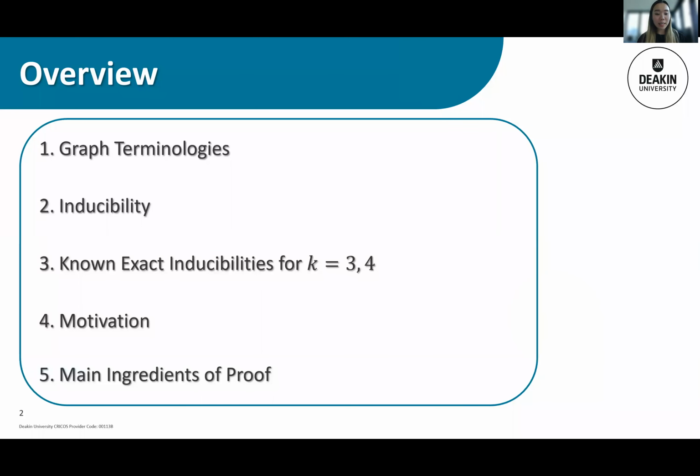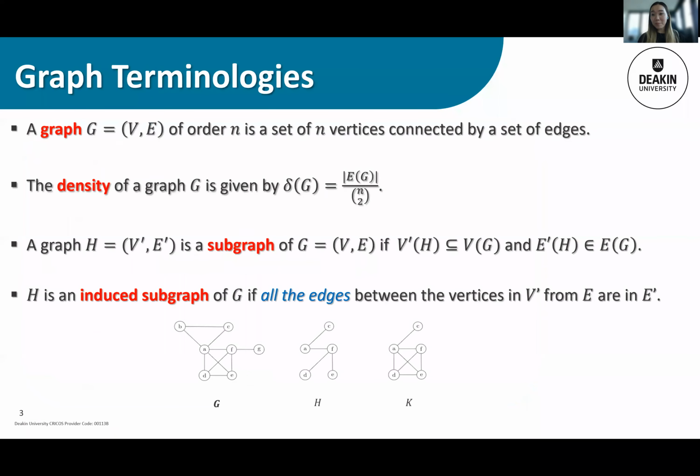For this talk, I will be explaining the notion of inducibility of graphs and give an overview of the existing results in this area. Then I will demonstrate the main parts of my proof for the bounds on the inducibility of the family of double loop graphs. Okay. All right, just a warm up.